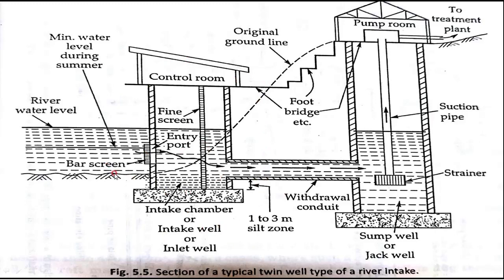Why is it made? Here more dirty water is there, and that water is filtered through this bar screen, and then filtered through these fine screens. That water is connected through withdrawal conduits and allowed into the sump well. Understood? One more possibility is that the pump room may not be able to pump the water from here to there, or it may become very expensive. Therefore they have made two wells.